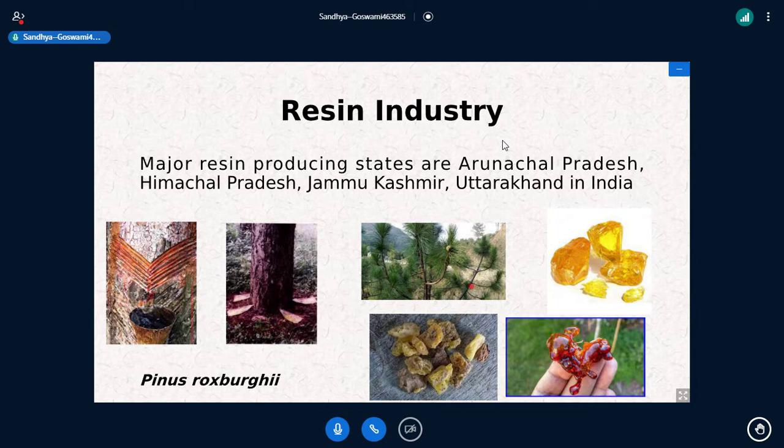And here you could see resin, cheer pine, Pinus roxburghii tree. Waise to you all told me that many of you have seen Pinus roxburghii or cheer pine. It is here. And this is raw resin that used to be collected. Then for this resin industry, one more thing I forgot to mention, ki 99% resin industries are government owned, right? Government owned ya semi government owned hai, because no one has these cheer pine forests of their own. So mostly these industries are either completely government owned or semi government owned.